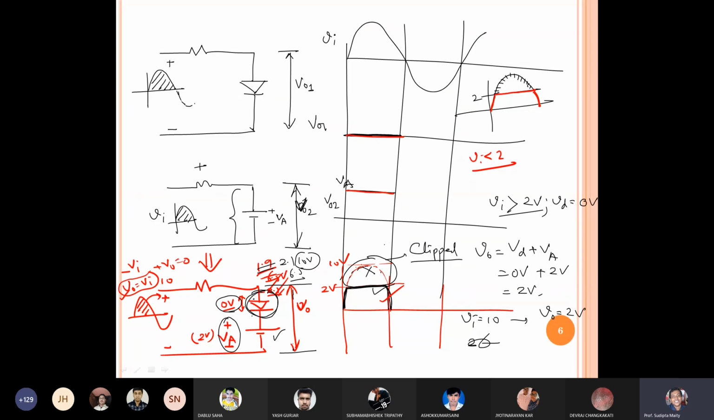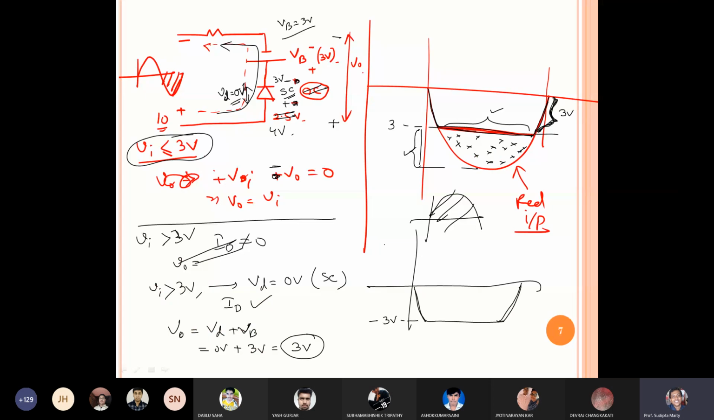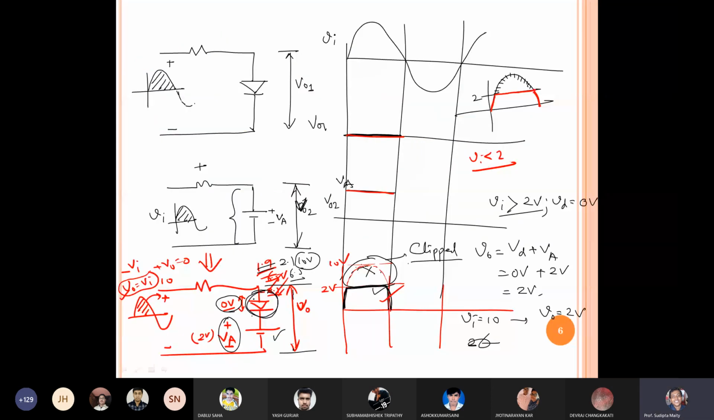If a circuit is clipping any positive part, then it is called a positive clipper. If any circuit is cutting any negative portion, this one, then it is a negative clipper. Here, because it is cutting the negative portion, this portion has been chopped off. And here it is clipping the positive portion, that's why it is called a positive clipper.